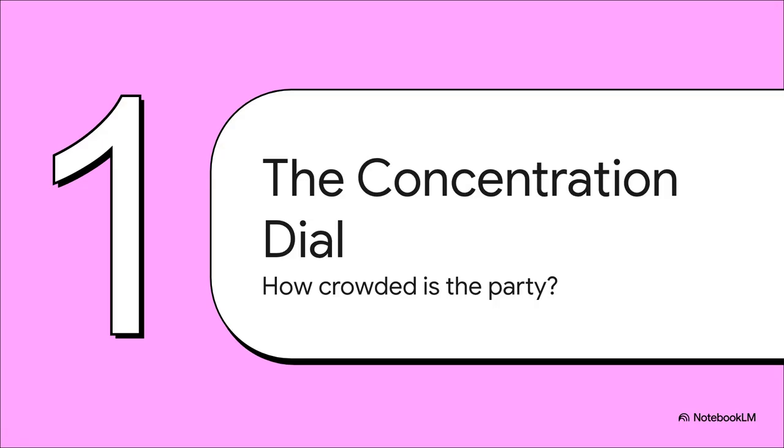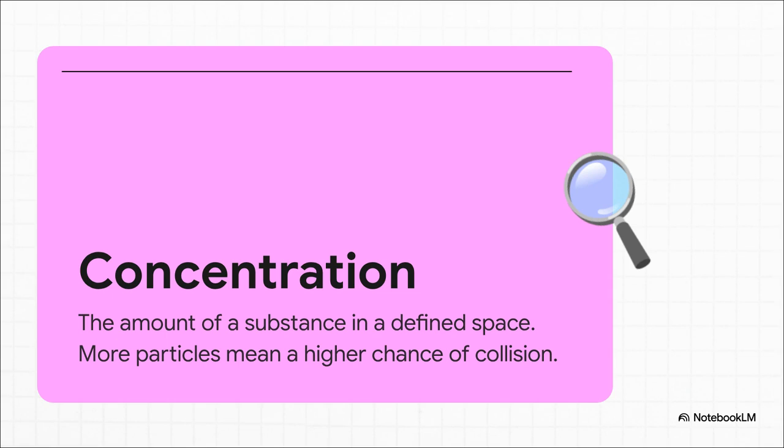All right, first up, we've got the concentration dial. And honestly, the best way to get this is to picture a party. For anything to happen, for a chemical reaction to kick off, particles have to collide. They have to bump into each other. So what do you think happens when the party gets more and more crowded? Yeah, exactly. The more crowded the room, the more people are going to bump into each other, right?